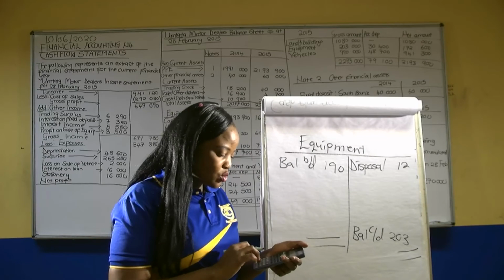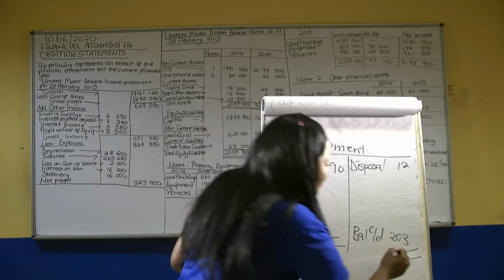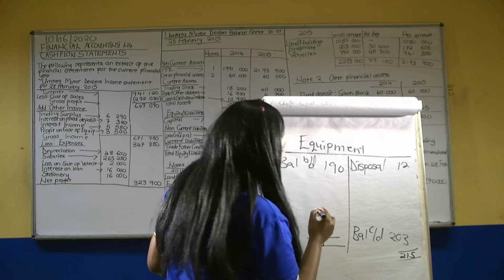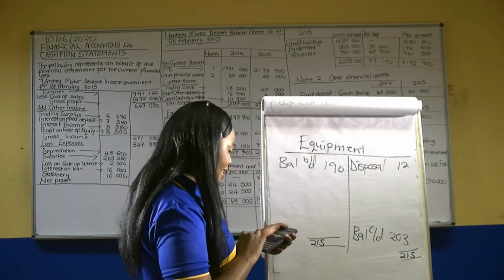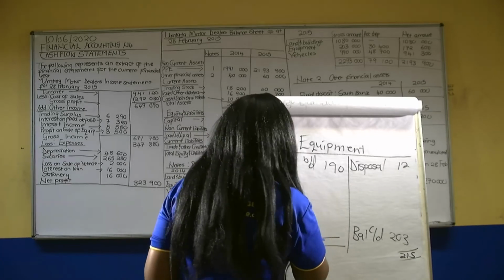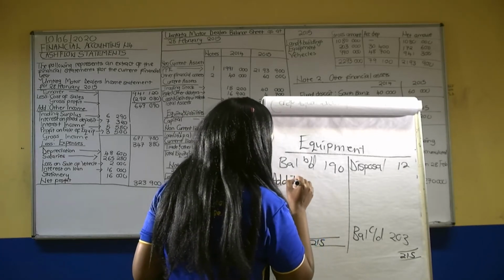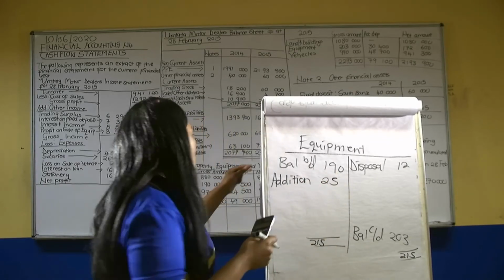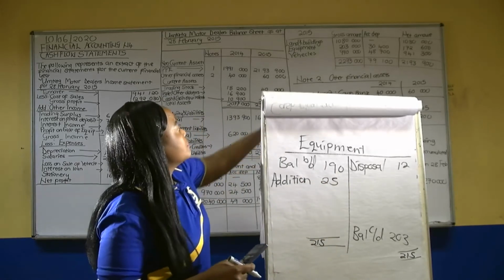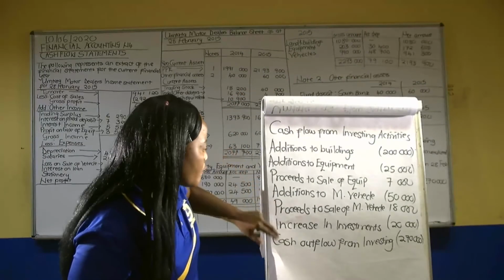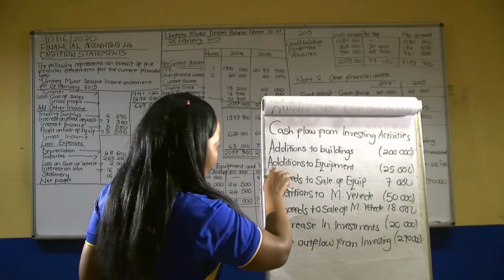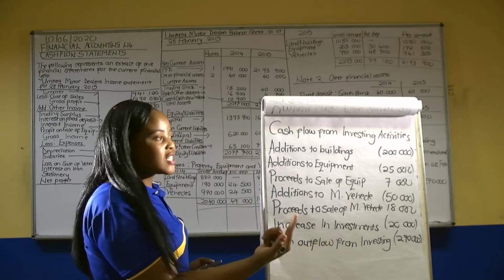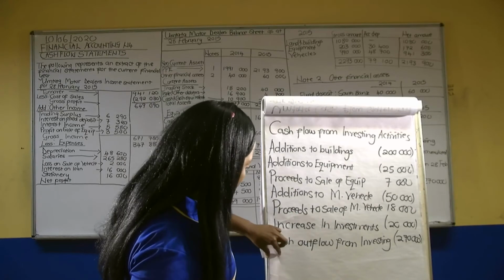How much was bought? If you say 203 plus 12, you get 215,000 minus 190, say additions, equivalent to 25,000. You go to your cash flow from investing activities, you say additions to equipment 25,000, which you got in the calculation using a what?